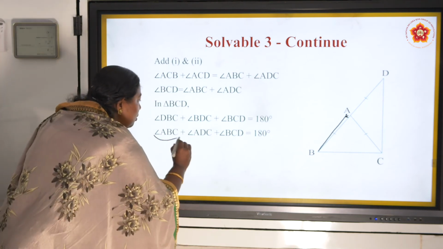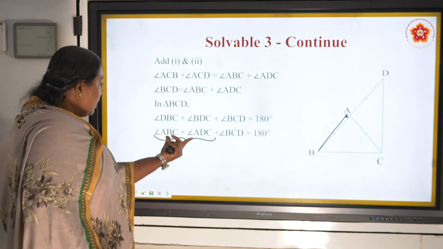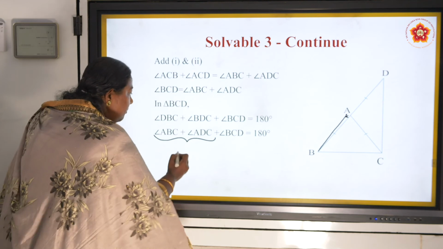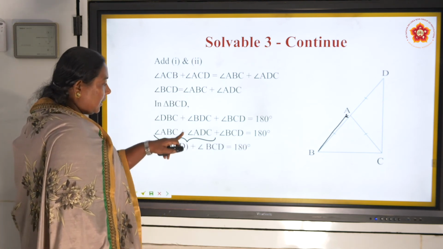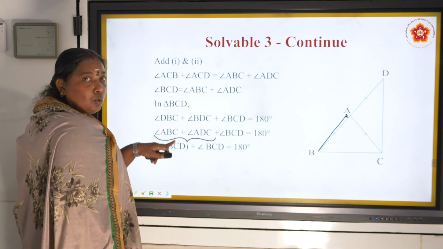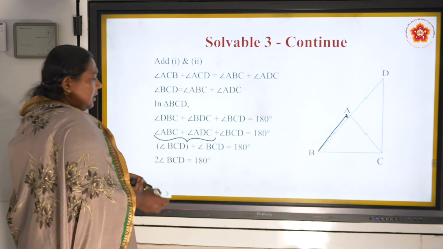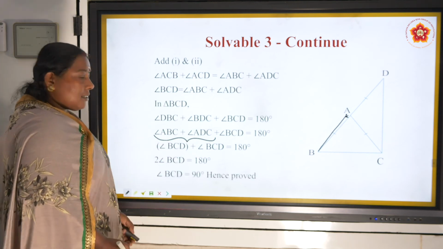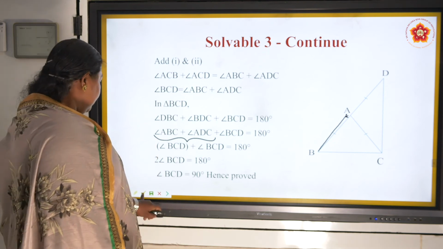Now see these two. Have you ever seen this before? Yes, I have seen it here. For these two, change it as BCD. So BCD plus BCD is equal to 180. x plus x is equal to 180. Then 2x is equal to 180. So x is 90. So we proved the sum.